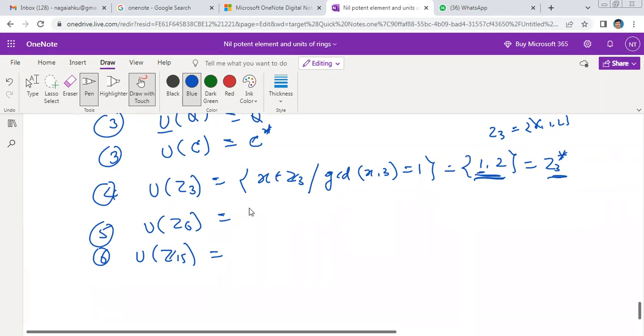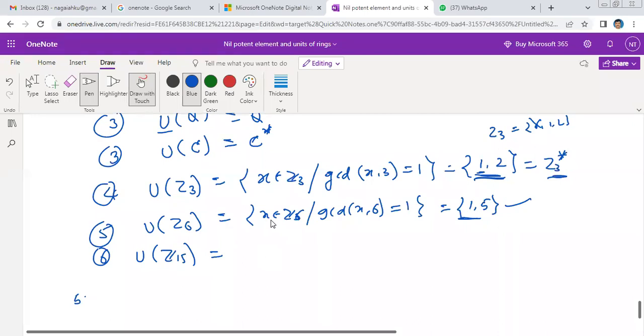U6 చెప్పగలరా? ఎన్ని యూనిట్స్ వస్తున్నాయి? x belongs to Z6: 1, 2, 3, 4, 5. The elements with GCD of x, 6 equal to 1 అంటే ఏమైతే చెప్పండి? 1, 5. ఈ రెండు యూనిట్స్. 1 inverse is 1, 5 inverse is 5, since 5 times 5 is 25. So U of Z6 is equal to {1, 5}. These are the units. Z15 చెప్పండి finally. What is the conclusion for Z15 units?